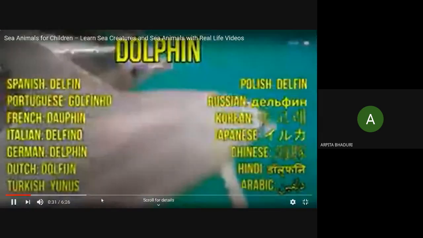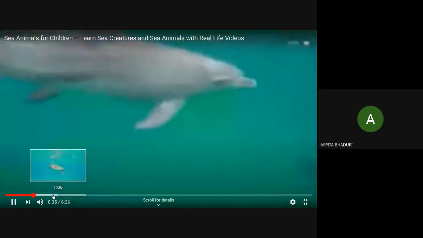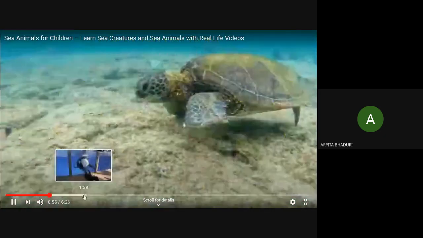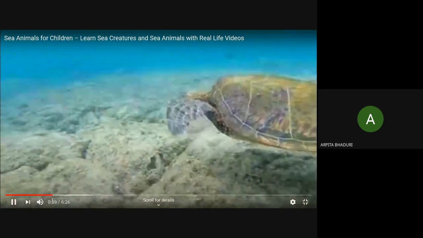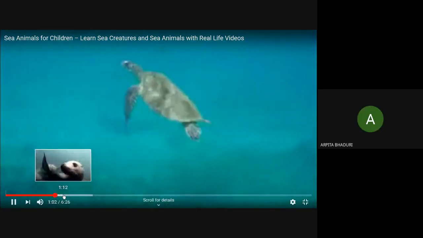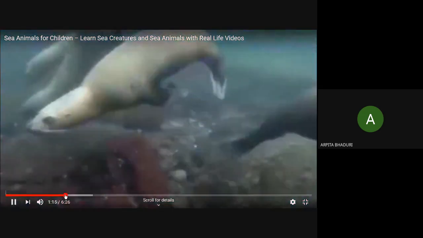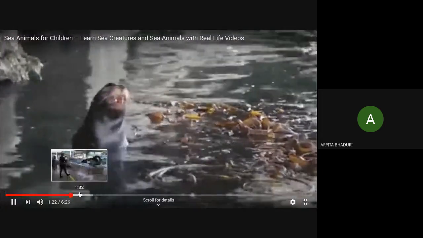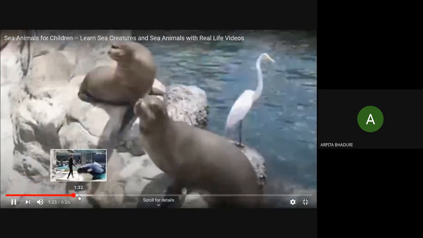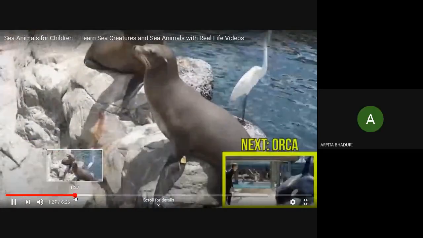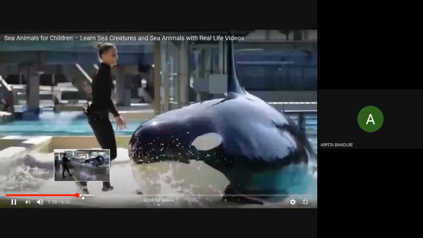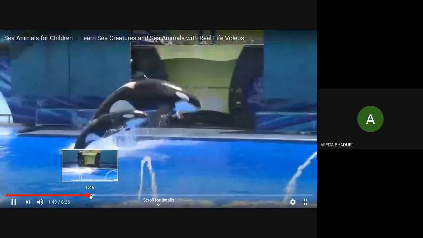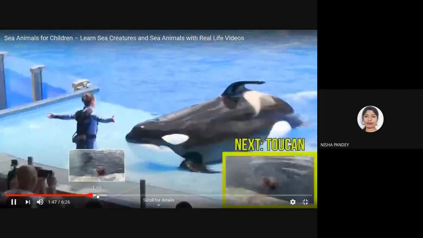Now, I will go a little faster. It is the dolphin. It also lives in water. This is the turtle. This is the sea lion. See how cute they are? This is the orca. It looks somewhat like the whale.